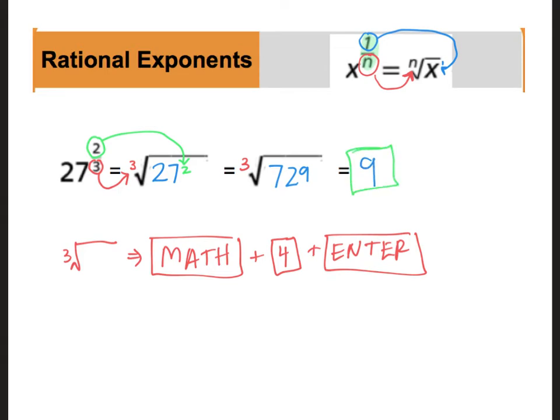Now, if you wanted, right off the bat, you could have typed in 27, the little caret sign on your calculator, and I'd put parentheses, 2 over 3. That would give you the same exact answer. But if they ask you to simplify it, which I believe your homework does, these are the steps you would take.